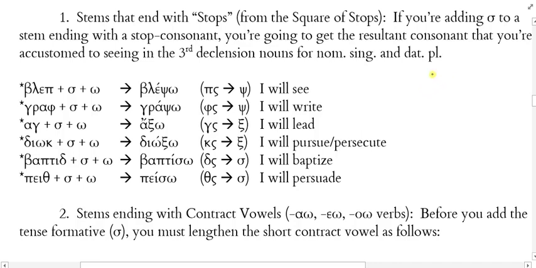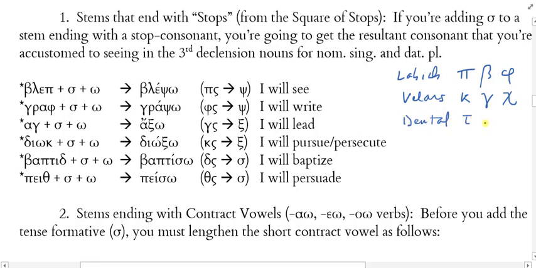What are my labial stop consonants? Okay, good. So pi, beta, phi. What are my velars? Good. Kappa, gamma, and chi. And then my dentals? Tau, delta, and theta. Technically, it's only these first two columns that are stops.